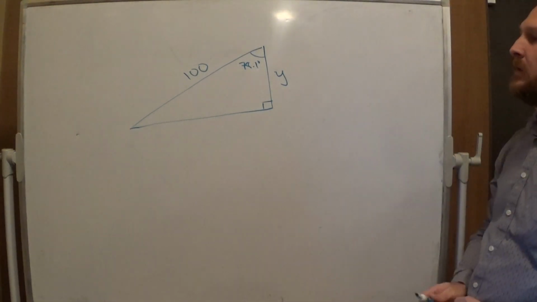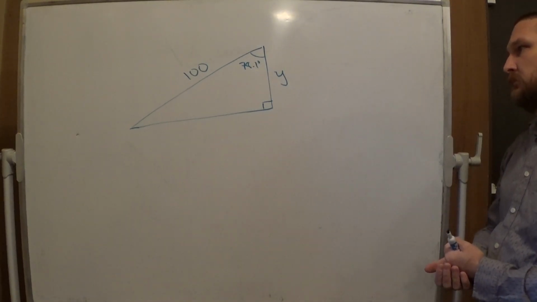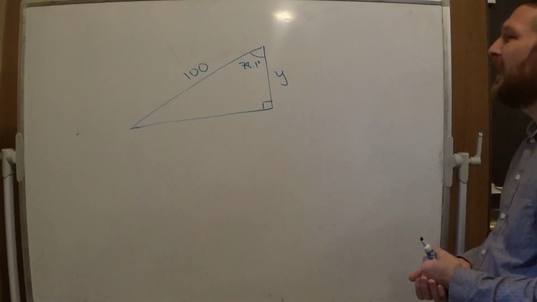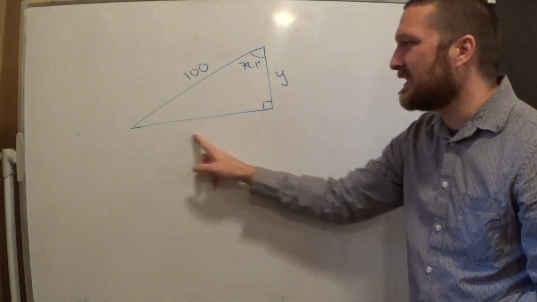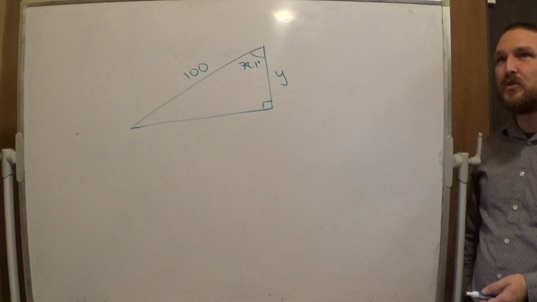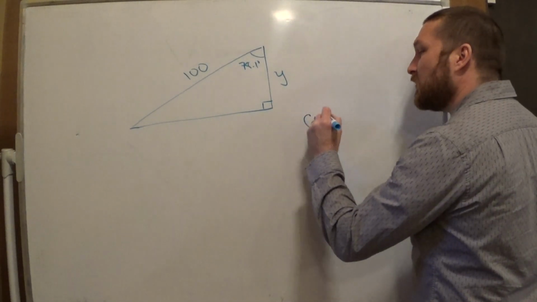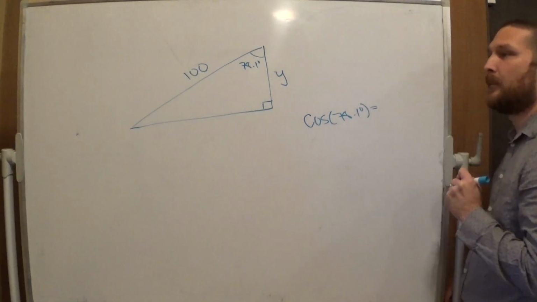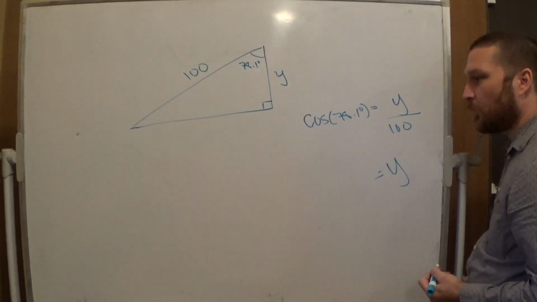So draw out your triangle, and now tell me, how are you going to solve for y? You don't know what this is. But think about it: you have an angle and two sides. We know the cosine of 78.1 degrees is equal to y over 100. And so therefore y is equal to 100 times cosine of 78.1 degrees.